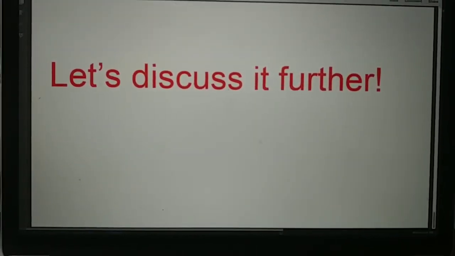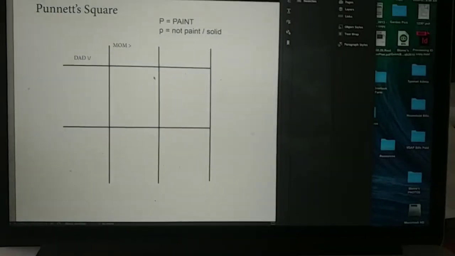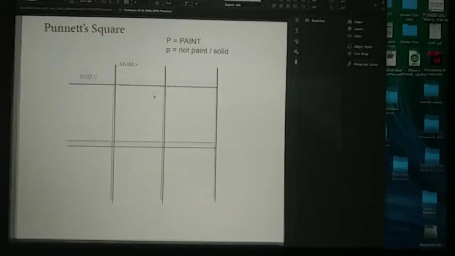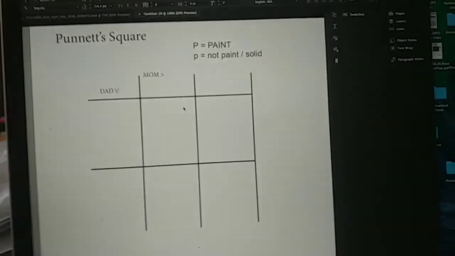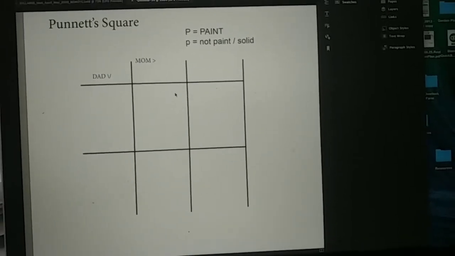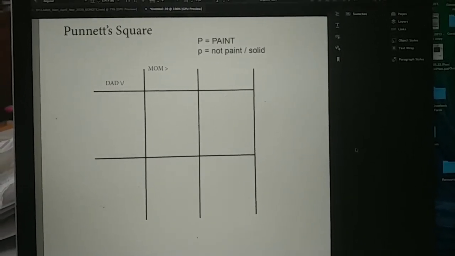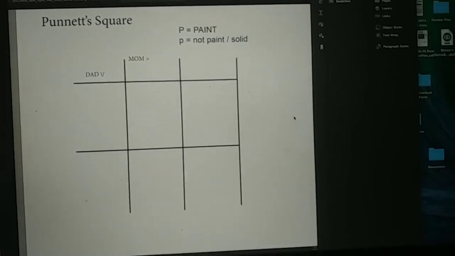So let's talk a little bit more about recessive and dominant. We're going to use this Punnett square here. All right, I've got it written out. I hope I'm not making y'all sick. All right, so let's talk about the horses.